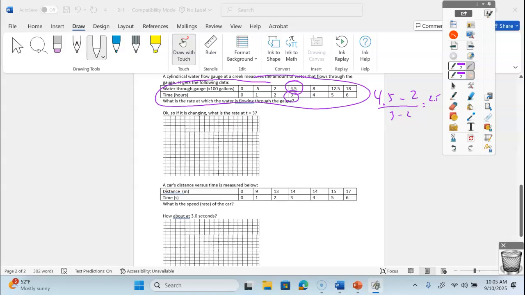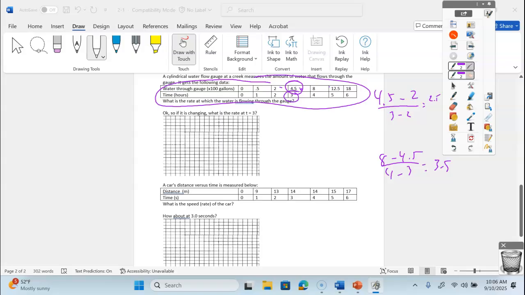So you chose to use this data point and that data point. What if you chose to use this data point to this data point? The rates, what would happen? It would be 8 minus 4.5 over 4 minus 3. You get 3.5, you said? Yeah. So which one's right? None of them. None of them are right.